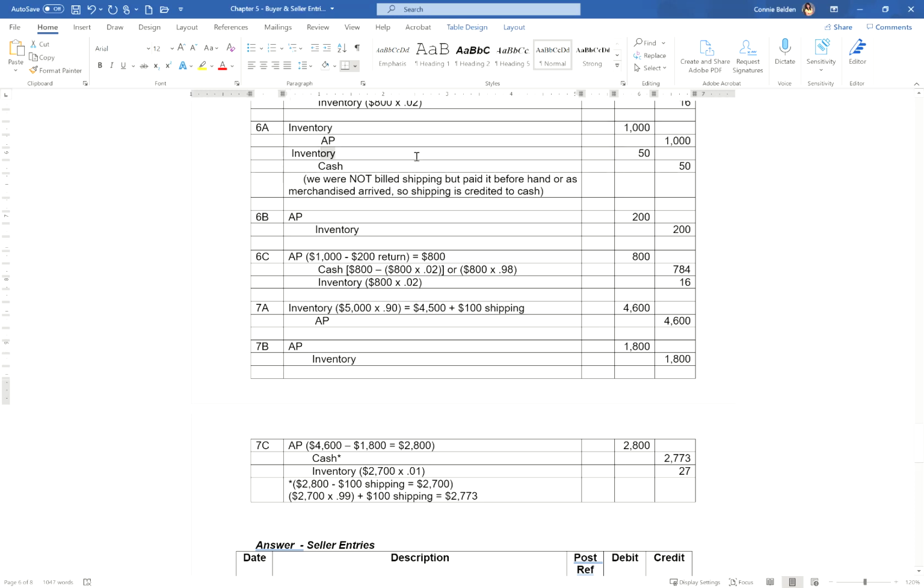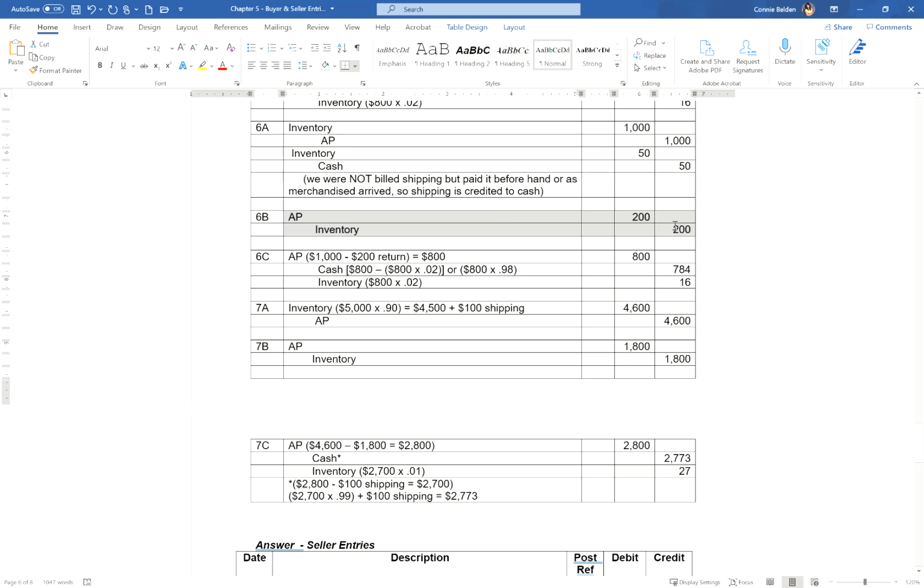Now, since we were not billed for the shipping, but let's say we paid the shipping cost in cash up front, we still debit inventory, so there's still $1,050 going to inventory. But I did it as a separate entry to show you that in this case, instead of crediting that $50 to accounts payable, we're going to credit that $50 to cash. So $1,050 is going to inventory, but $1,000 is going to accounts payable, $50 is going to cash.